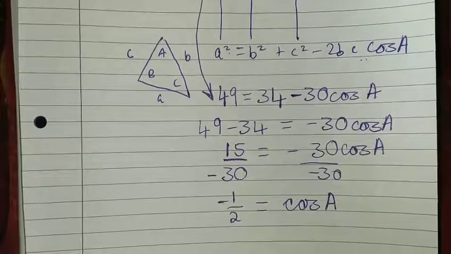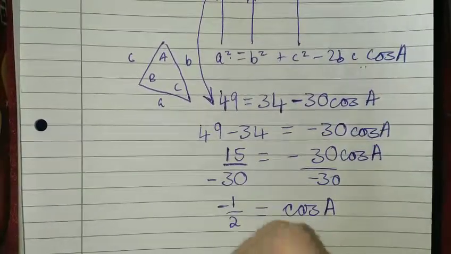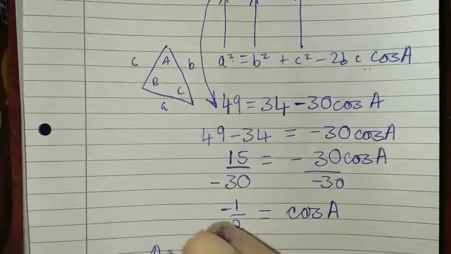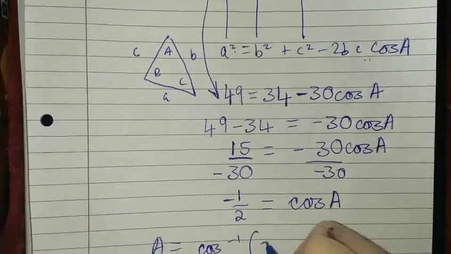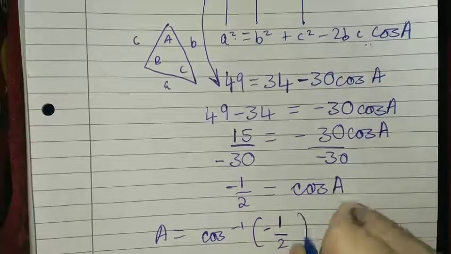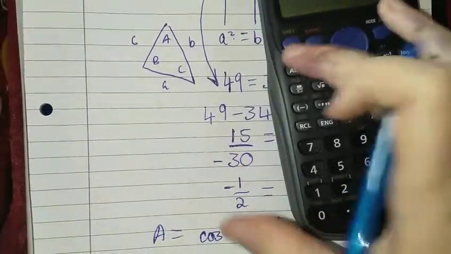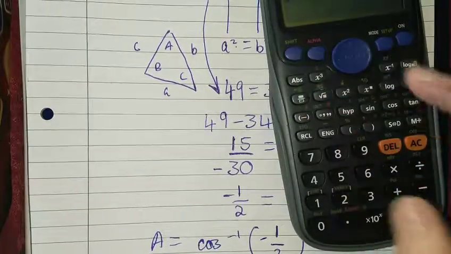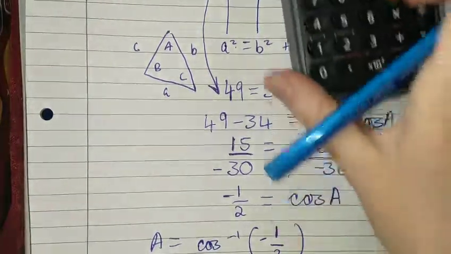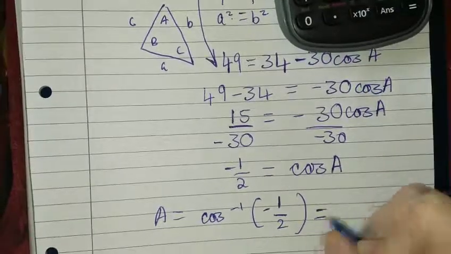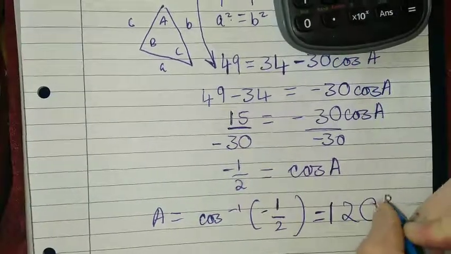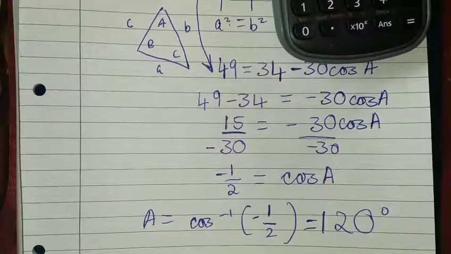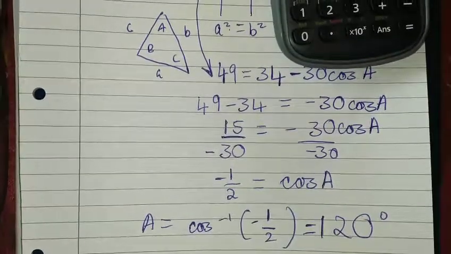And now I have to get the angle, so the angle A is going to be cos inverse, and then minus a half, so cos inverse minus half. So I get that my angle is 120 degrees. So that is going to be my largest angle because it's going to be opposite my longest side.